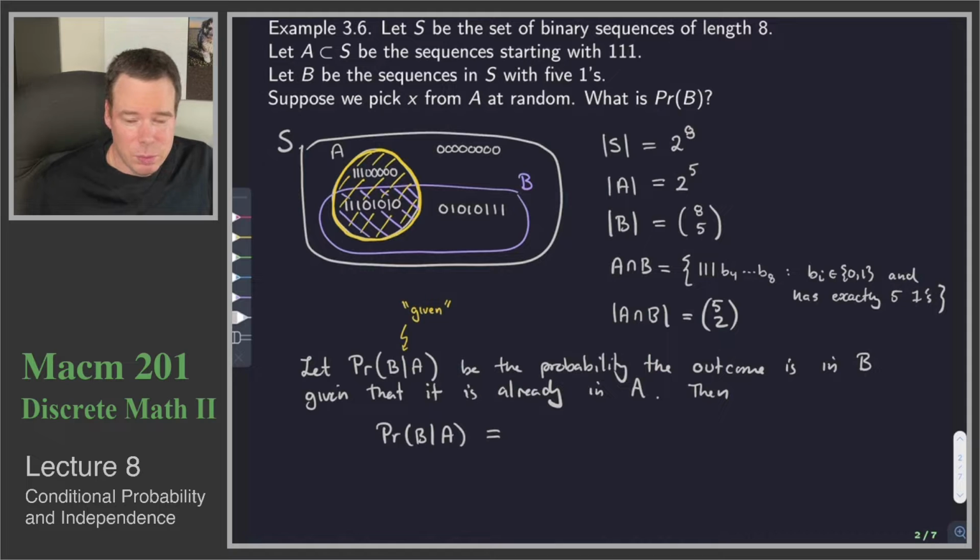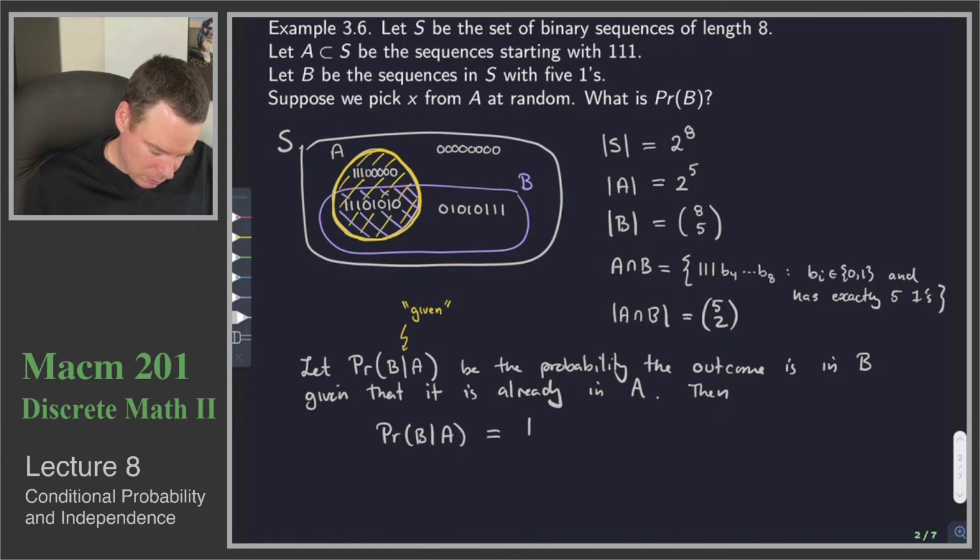So the way we can do this is we can just say, well, if I already know that the string that I selected is in A, then I'll just treat A as my sample space. So forget about all of S, just focus in on A. A is my sample space. So if I pick something from A, what's the probability that it's also in B? Well, it's the probability that it is in the intersection of A and B. So select something from A, what's the probability it's in B? It's really just select something from A, what's the probability it's in A intersect B?